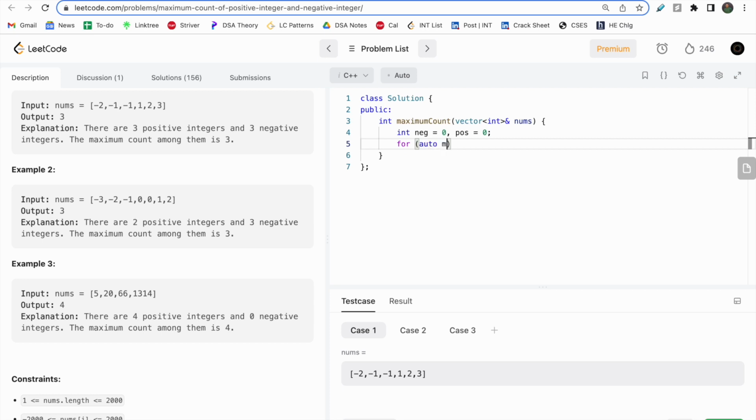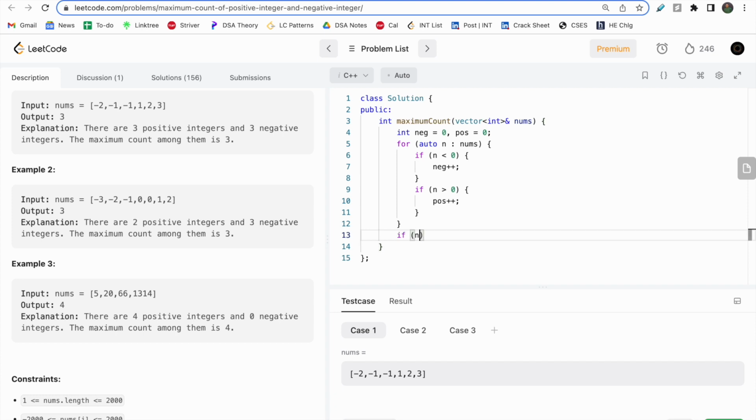So let me just try to traverse this. So what we would do, we would traverse this nums array. If an integer is less than 0, then we would simply do negative plus plus. If the integer is positive, that is greater than 0, then we would simply do positive plus plus.